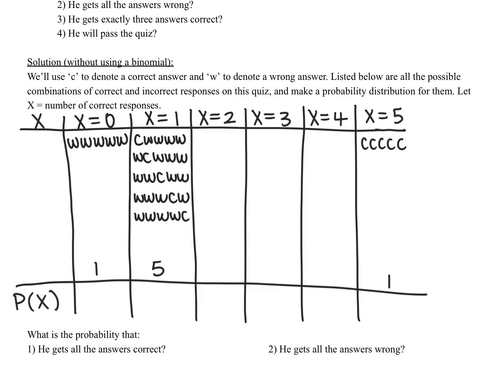So if we do then 2 questions correct, it's very similar. He gets the first 2 correct and then the next 3 wrong. Or it could be first one correct, last one correct. First and then the next 2.